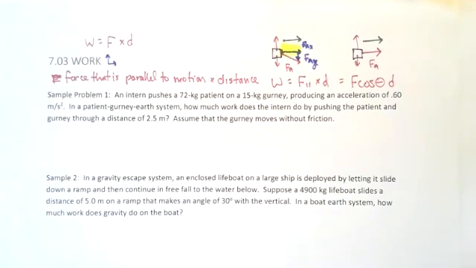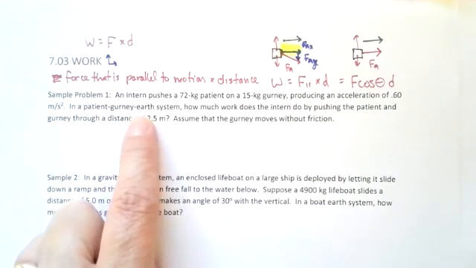I think the easiest thing with these, we're going to have a lot of really small equations that are going to just kind of pop up, and I think the easiest way to tackle them is to look at examples. So I start off, I have an intern pushes a 72 kilogram patient on a 15 kilogram gurney, producing an acceleration of 0.6 meters per second squared in a patient gurney earth system. How much work does the intern do by pushing the patient and gurney through a distance of 2.5 meters? Assume that the gurney moves without friction. So we're frictionless, and we've defined our system as the patient, gurney, and the earth.